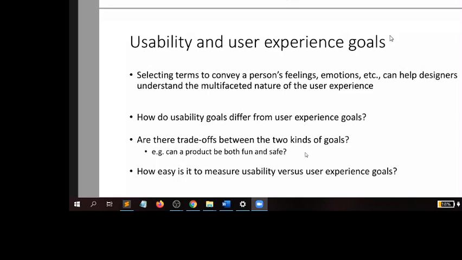Are there trade-offs between the two kinds of goals? Because these usability goals and these user experience goals, are there trade-offs? The answer is very minimal. Can a product be both fun and safe? The answer is yes. So you can see safe will maybe be the user experience goal, but fun is the usability goal. So we are saying a product can be fun and at the same time be safe.